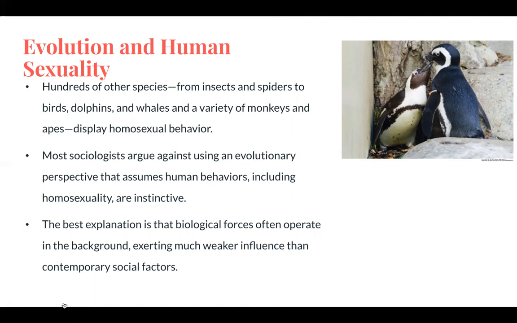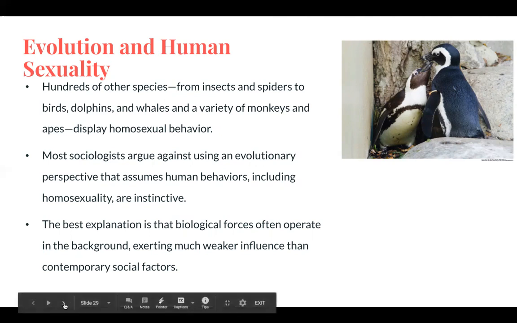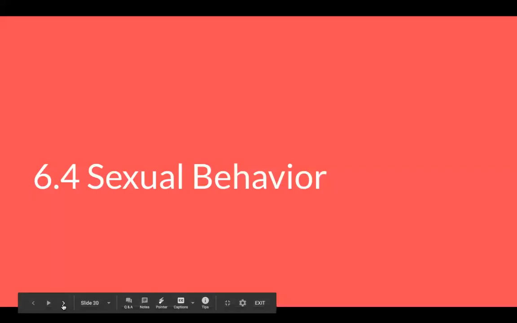If we are looking at other species, it's worth noting, as your book notes, that hundreds of other species display homosexual behavior. And so, once again, the best answer that the book offers, and this is the answer that I just kind of parrot here, is that biological forces often operate in the background, but they exert a weaker influence than those contemporary social and cultural factors, which we just believe, as sociologists, matter more.